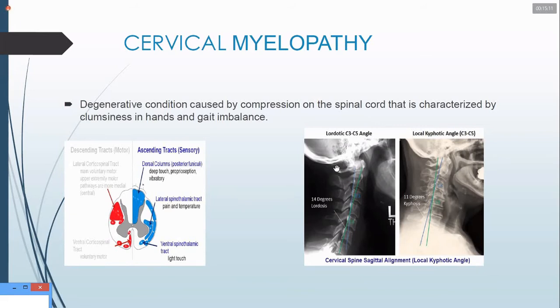As previously discussed, the cervical spine has around 14-degree lordosis, but when there is excessive degeneration, it might change into kyphosis. Like in this picture, it has been measured as 11-degree kyphosis. It is measured from the posterior border of the C3 to C5 vertebral body: one tangential line passing through C3 and a tangential line passing through C5. This is the way we measure the kyphotic angle.